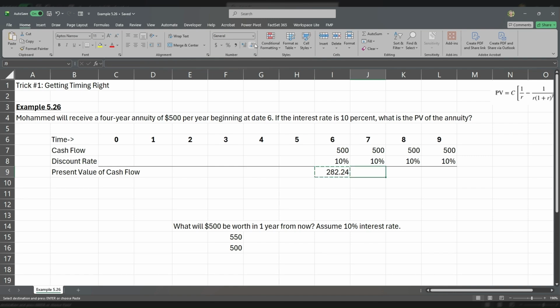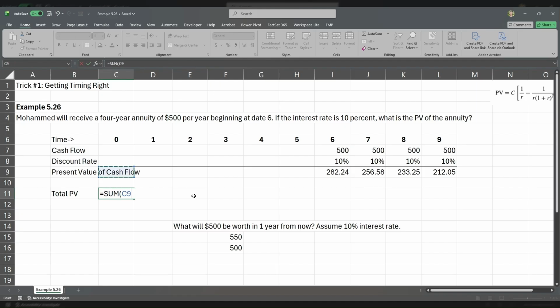And now I can just copy paste this all the way across. And if I want to know the present value of this annuity in time period 0, I'm just going to sum together those 4 amounts. And I get $984.12.